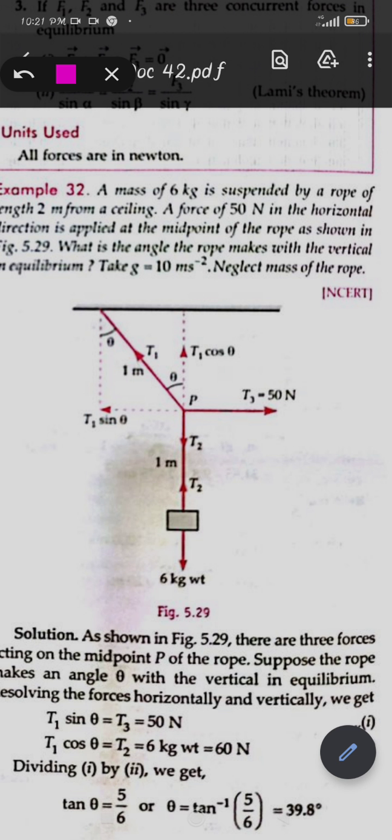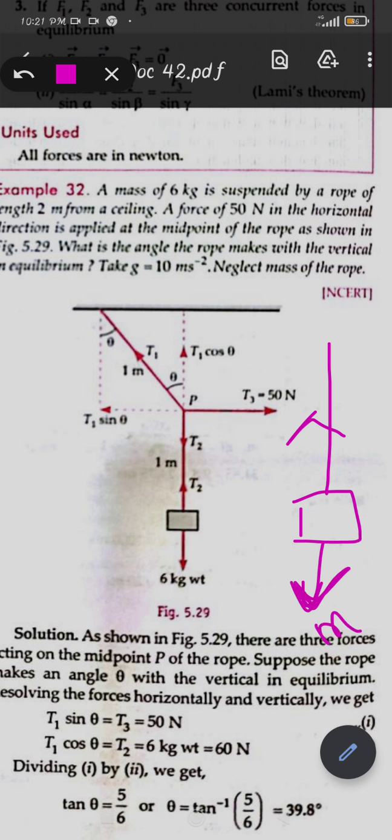So here we have seen that a 6 kg mass is suspended by a rope of length 2 meter. So the rope is of length 2 meter, and a mass of 6 kg is suspended through it. Some tension will be working in the opposite direction and the weight mg will be in the downward direction. It is given that the mass is 6 kg and the tension is acting in the opposite direction.